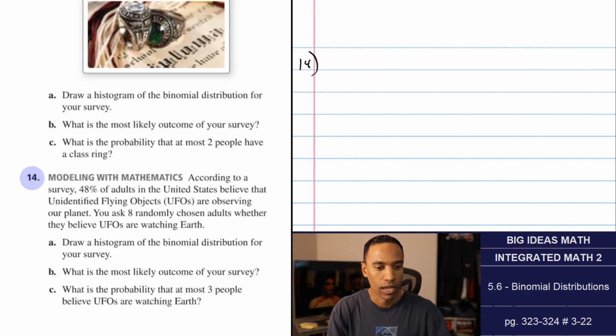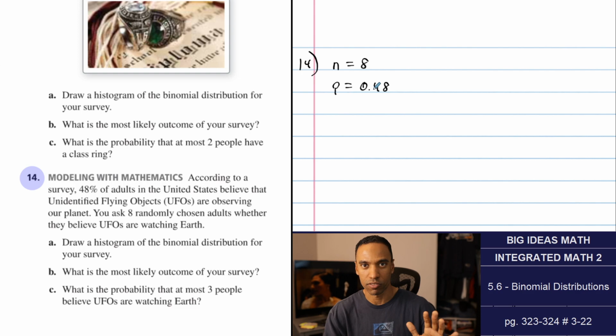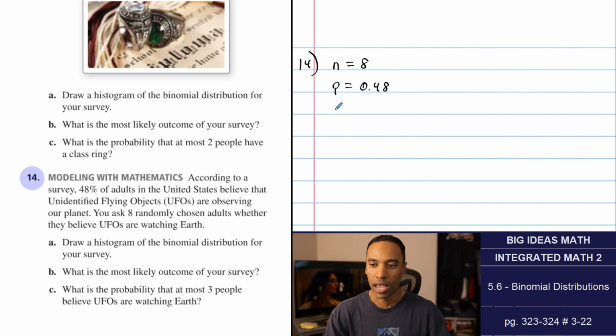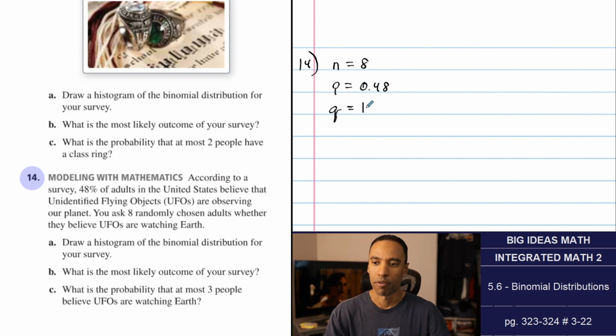What am I looking for? 8 randomly chosen, n equals 8. Probability of success. It's not that you successfully saw one or something. It's just the probability of success. Even if you remember how I talked about basketball shots? It could say that your probability of success is the probability of missing a basketball shot. It doesn't mean that you successfully made the shot. It means the thing you're looking for, the desired outcome. Probability of failure is 0.52.